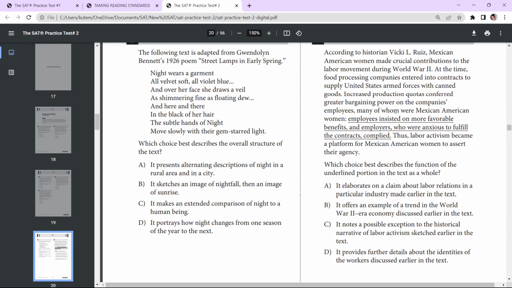A says it elaborates on a claim about labor relations in a particular industry made earlier in the text. Let's see. So what is this claim that would be talked about? Processing companies entered into contracts, canned foods, increased production quotas. Yes. So this is basically elaborating further on what has been said. So let's keep A. We'll come back to it. B says it offers an example of a trend in the World War II economy discussed earlier in the text. So this is not an example, just because this is a new point that was brought up to elaborate.